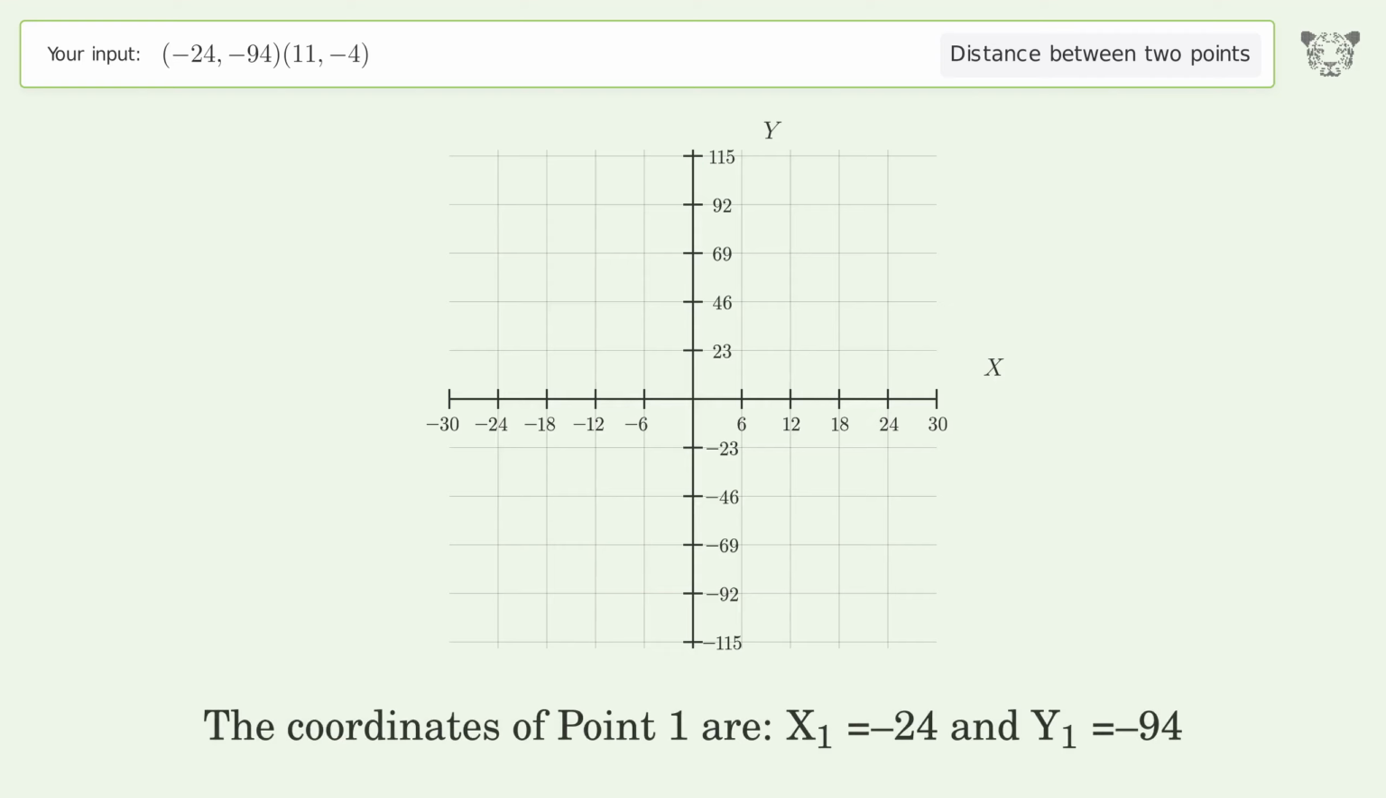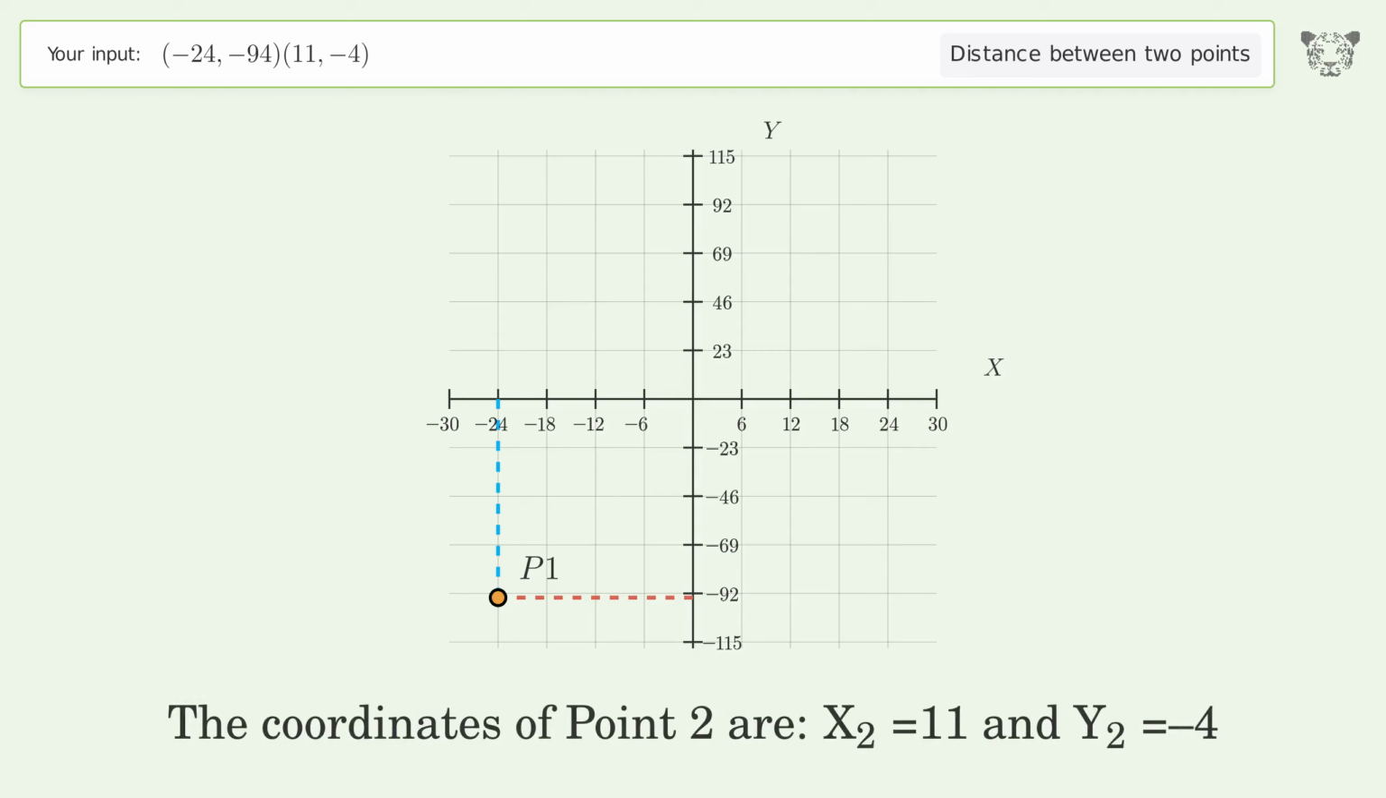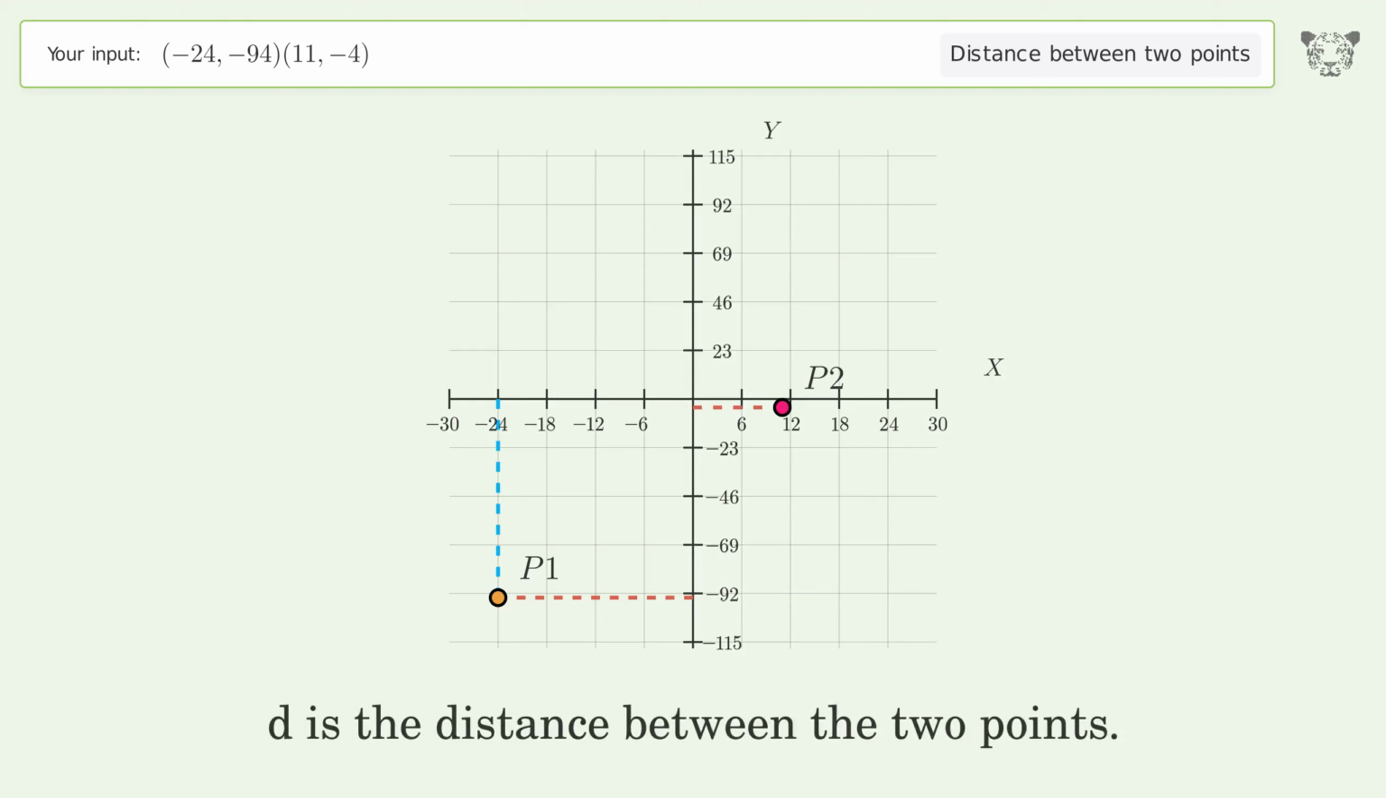The coordinates of point 1 are x1 equals -24 and y1 equals -94. The coordinates of point 2 are x2 equals 11 and y2 equals -4. D is the distance between the 2 points.